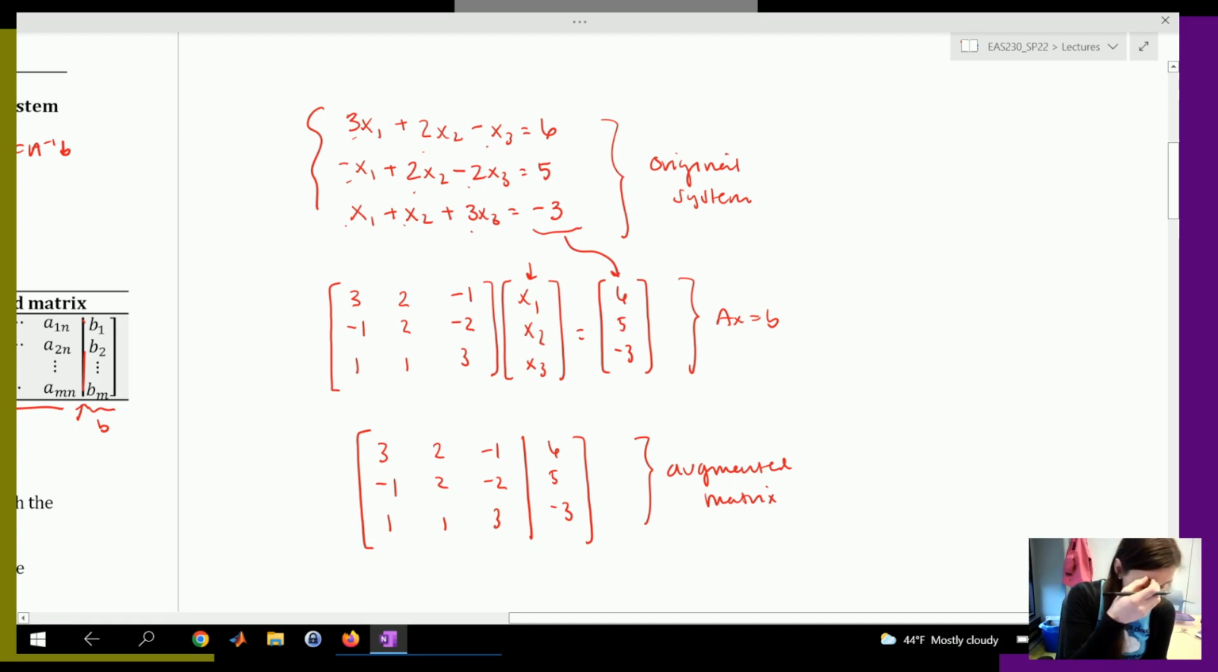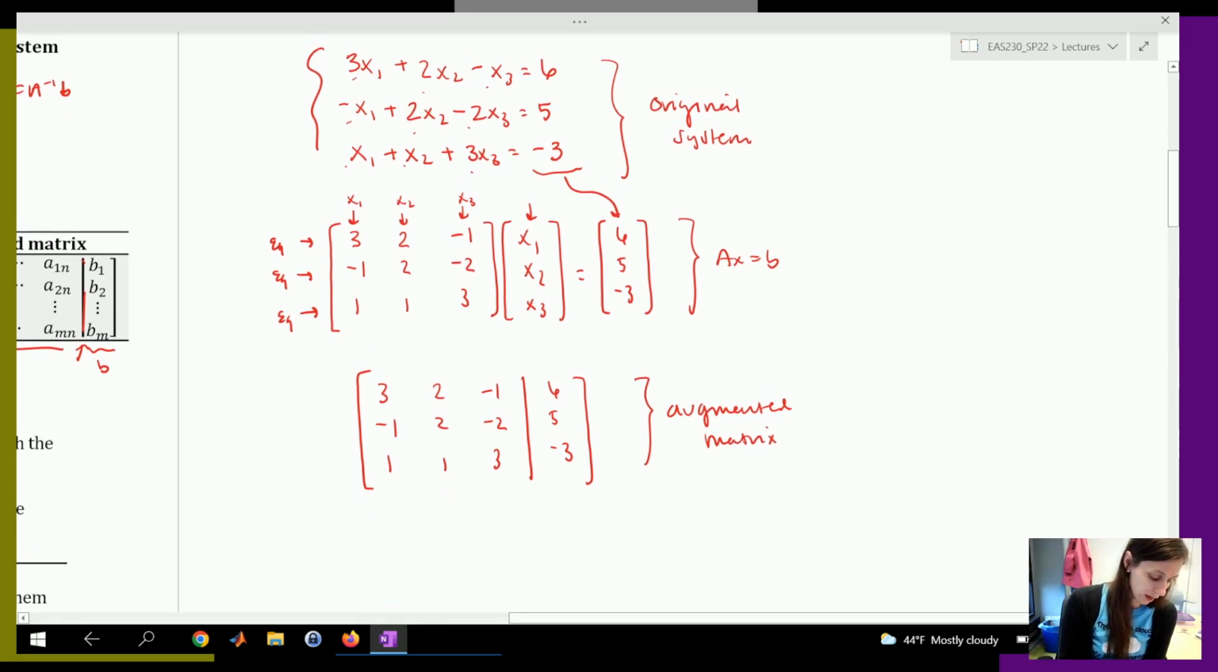So keep in mind, when you construct A, these values come from the same equation, these values come from the same equation, these values come from the same equation. And then these values are in front of the same unknown, these values are in front of the same unknown, and these values are in front of the same unknown. So make sure when you construct A, you're creating that grid of equations and unknowns.